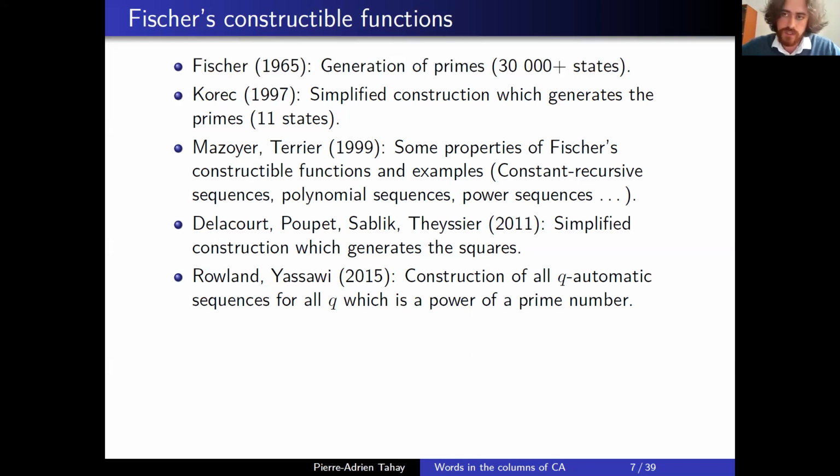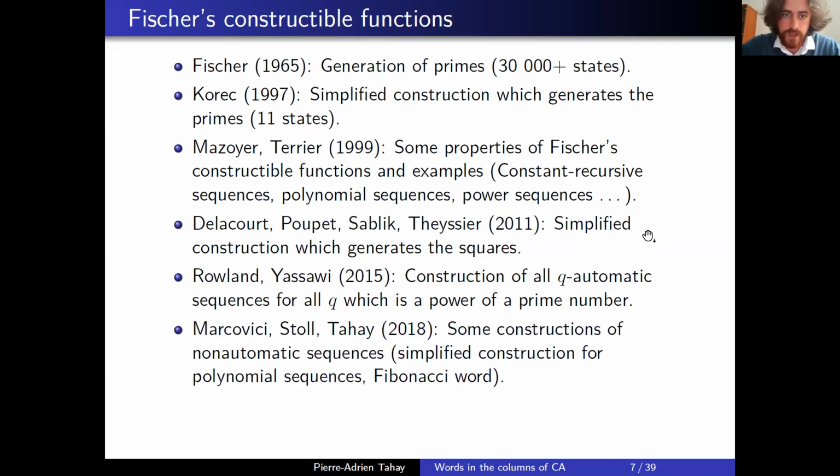In 2015, Rowland and Yassawi established a close connection between the q-automatic sequences and cellular automata, more precisely the linear cellular automata, which will be explained after. And with the result of Rowland and Yassawi, it is possible to construct all q-automatic sequences when q is a power of a prime number in a column of a cellular automaton.